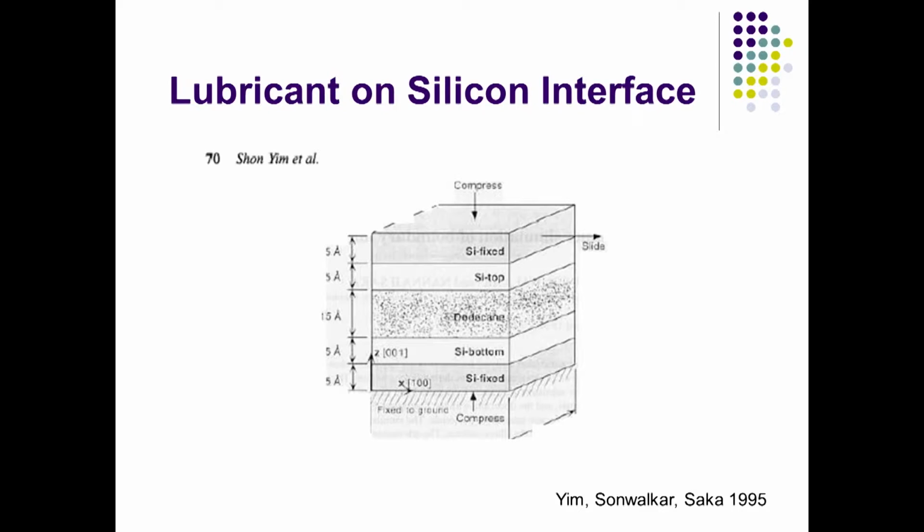If you look here, this was the paper we wrote with my graduate student Sean Yim and my colleague Nanaji Saka in the mechanical engineering department at MIT. The way this is designed is that there are 5 angstrom layers. There is a silicon fixed layer, then a silicon top, then a dodecane layer in between, then a silicon layer at the bottom, which is the interface. So, these are 2 interface layers, and then there is a bulk layer here, and then we are able to provide compression as well as slide.